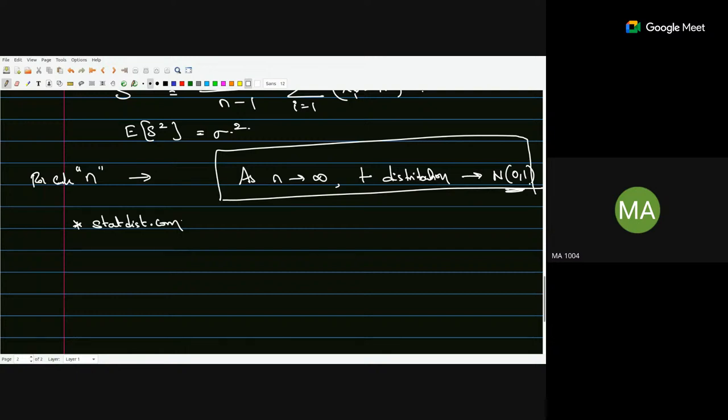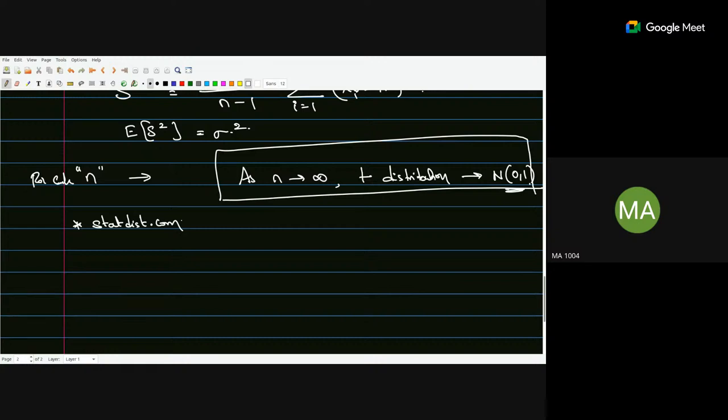And go there, open t distribution and start giving values for n. So n 10, see what happens when n is 30, n is 50, n is 100. And you will observe slowly that this will slowly go and converge to standard normal. As n increases, it will converge to standard normal.